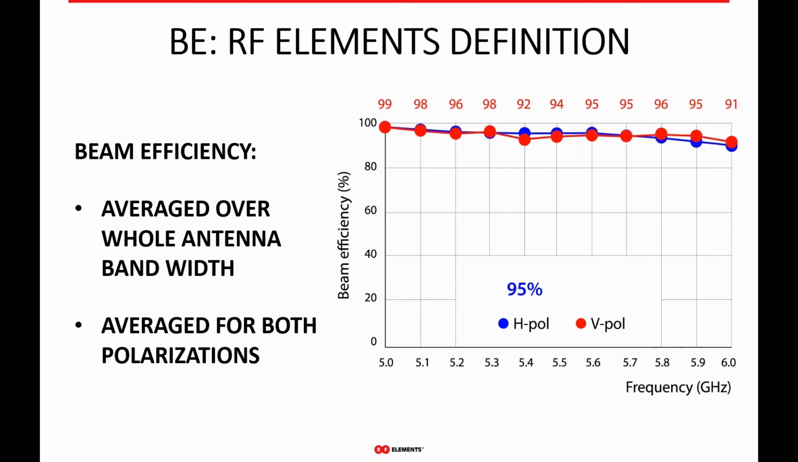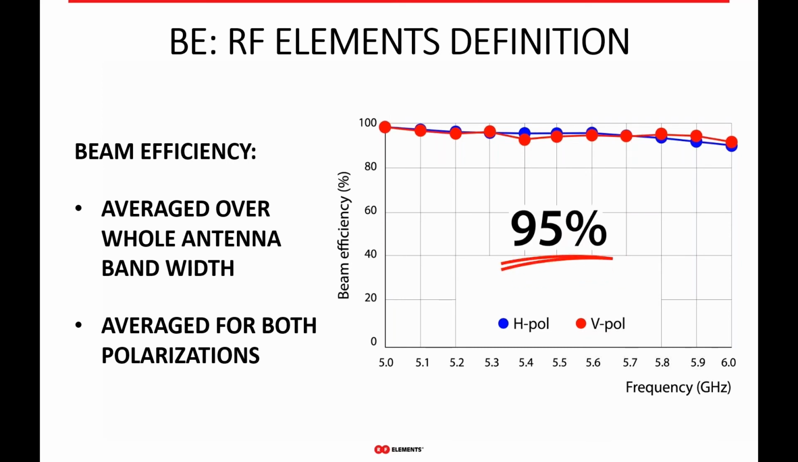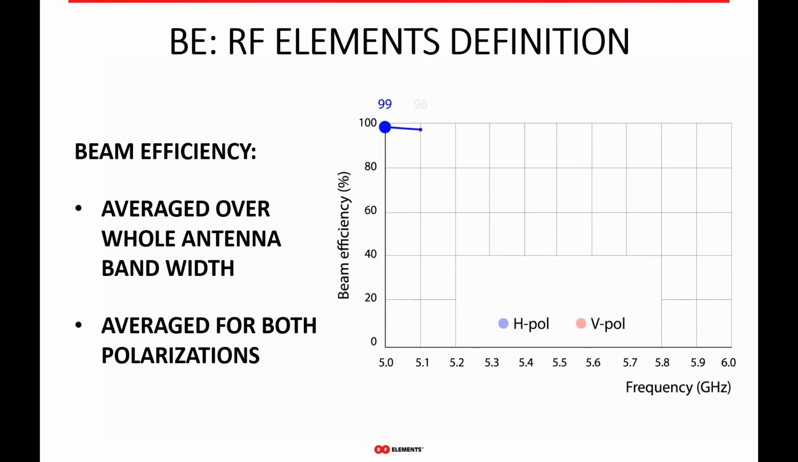So in the WISP industry, it makes perfect sense to average the beam efficiency over the bandwidth of an antenna, because WISPs use antennas in a wide frequency range. So it only makes sense that an antenna should perform well in that whole bandwidth and not just in a single frequency point or a couple of points in the operating frequency of that antenna.